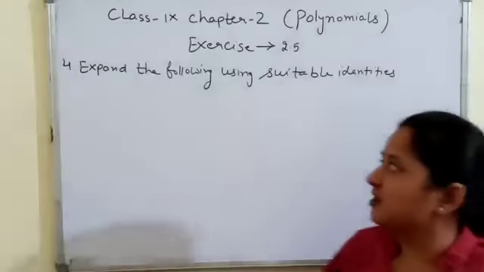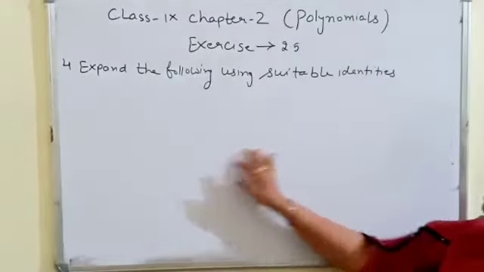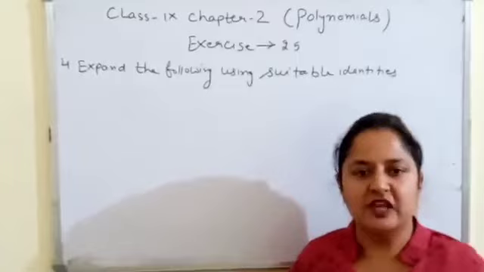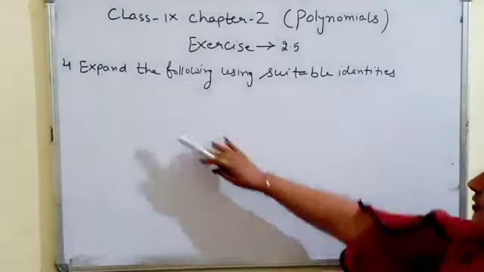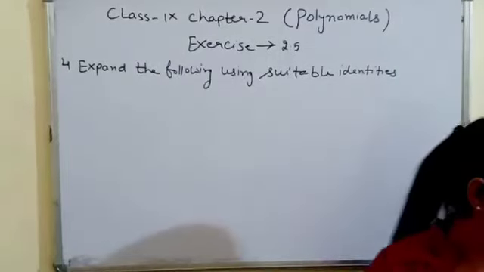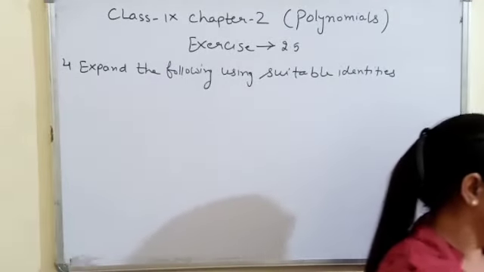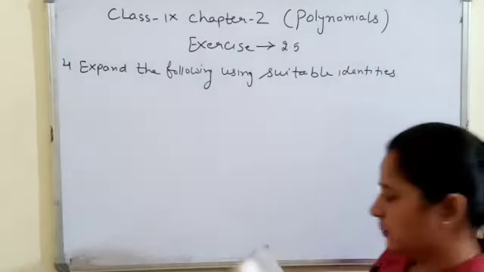Welcome everyone. Let's start exercise 2.5 with question number 4. Up to question 3 we have done in the last session. So let's start from question 4. Question 4 is: expand the following using suitable identity. We have to solve the different problems by using the suitable identities.